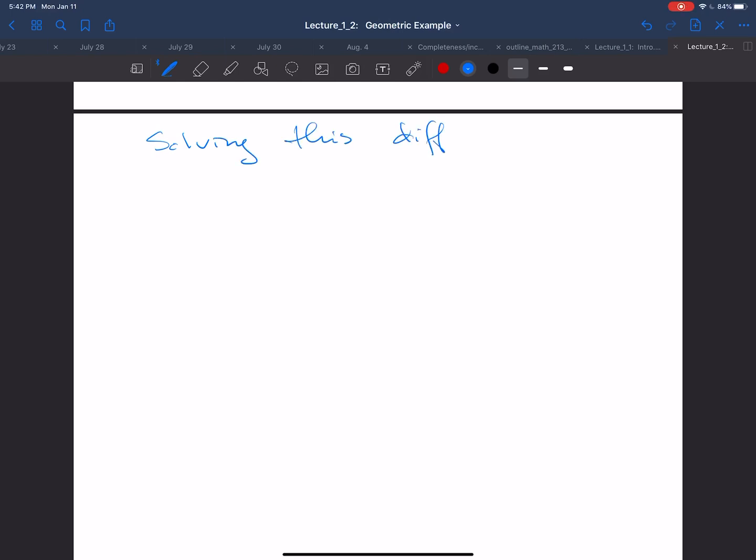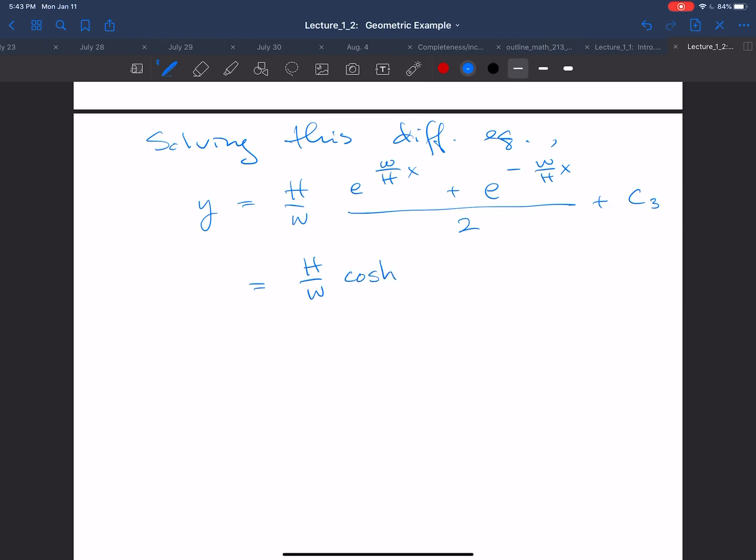So it's pretty straightforward to solve that differential equation, and that gives us y equals capital H over W times e to the power W over h x plus e to the power minus W over h times x, divided by 2, plus a constant that we can call, say, C3. But this expression, this fraction, is just a hyperbolic cosine. So this is cosh wx over h.